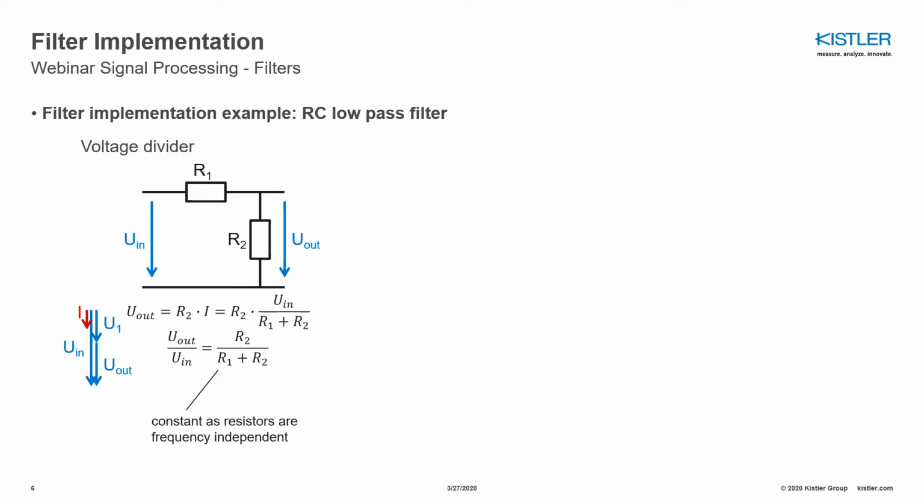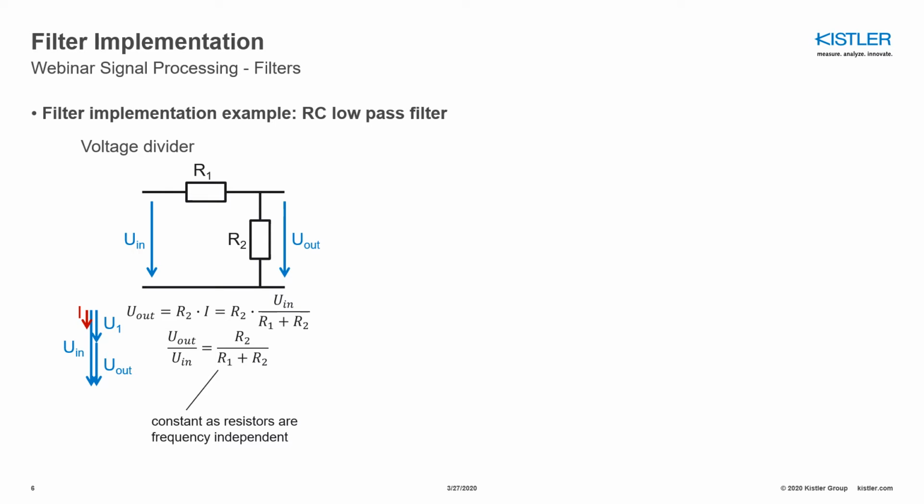The voltage divider consists of two resistors, R1 and R2, an input voltage U in and an output voltage U out. Important to know is that the voltages are always proportional to the resistors. So U in is proportional to resistors R1 and R2, and U out is proportional to resistor R2. Since the resistors R1 and R2 are frequency independent, the output voltage U out is not changing when I'm changing the frequency of the input voltage U in.